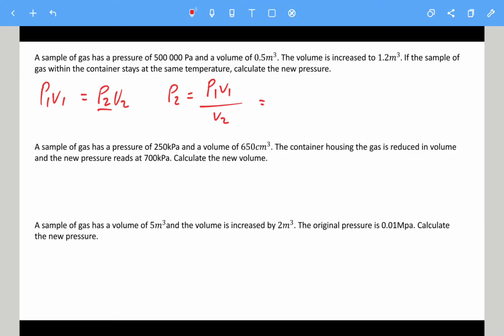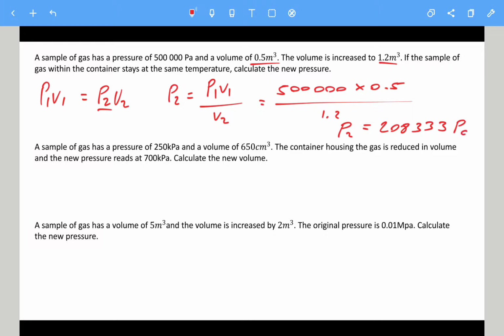So pressure 1 is 500,000 times volume 1, which is 0.5, divided by volume 2, which is 1.2. And that will give us a pressure of 208,333 pascals. If you've written 208,000 or 208 kilopascals, that's fine as well. Rounded up. Right, let's have a look at number 2.